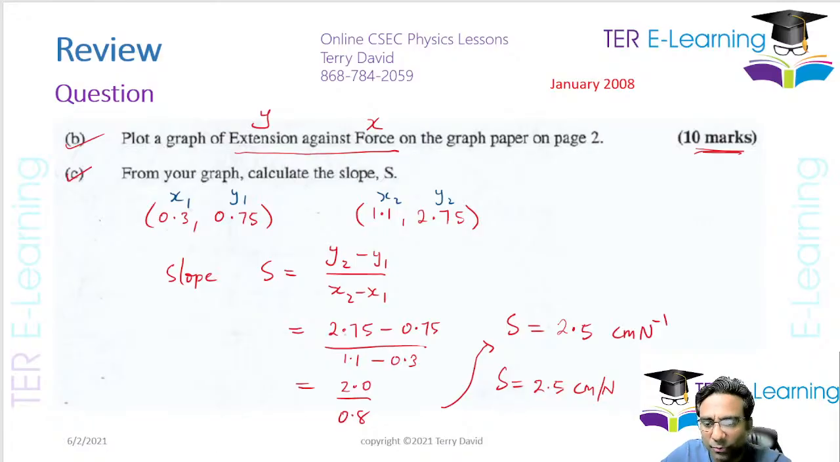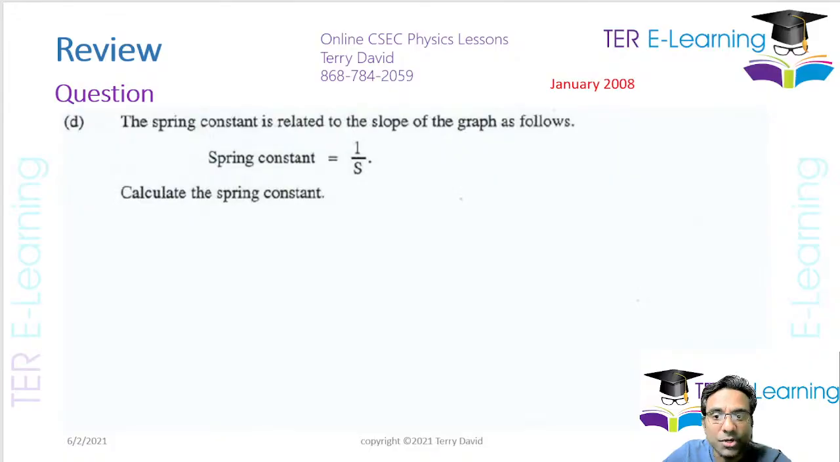All right, so we have the graph and we have the gradient. So that's a lot of marks gone already, right? So 10 marks for the graph, 4 marks for the gradient. Let's see what else they want. So now they said the spring constant is related to the slope according to this. So they want, what is the spring constant?